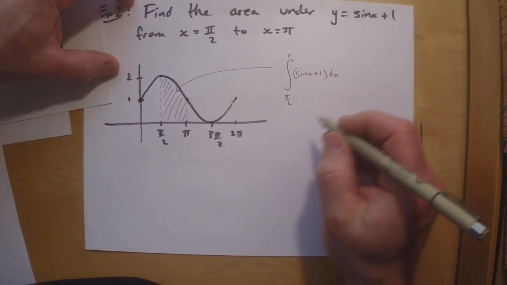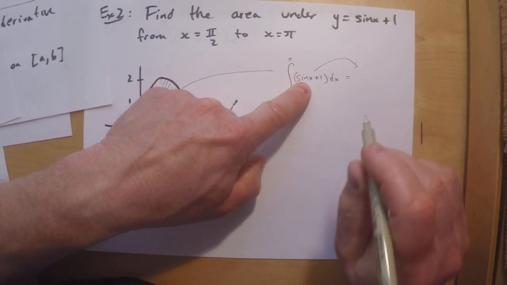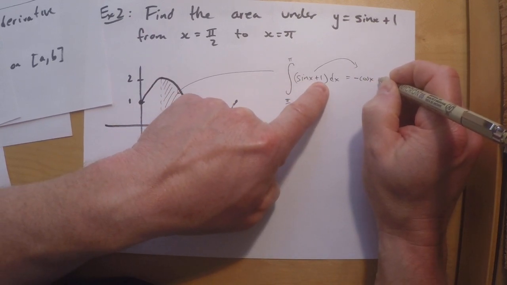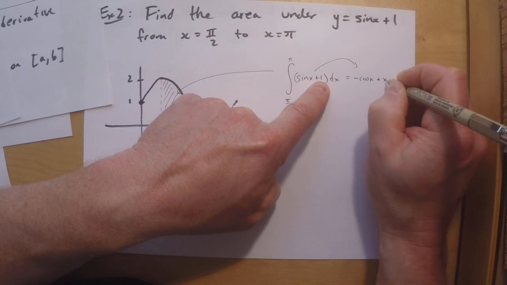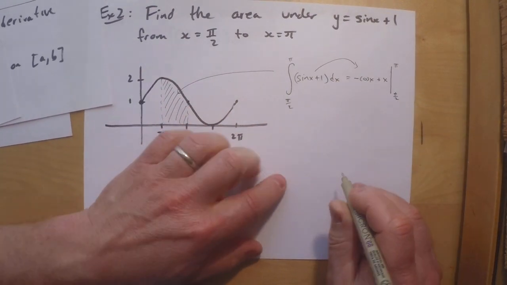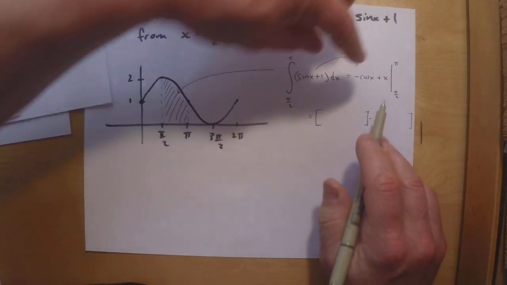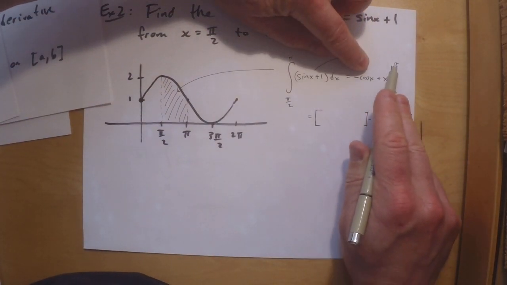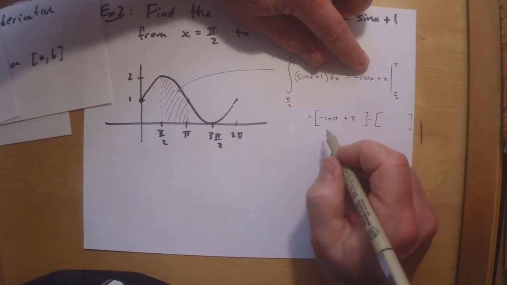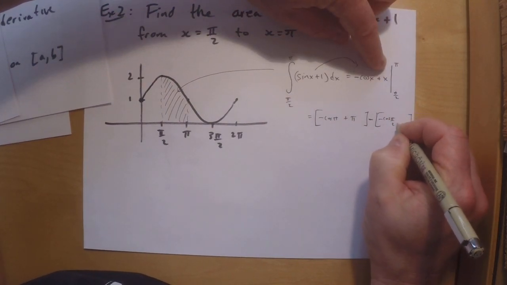And now how do you go about doing that? Well, you take the antiderivative of this function. So the antiderivative of sine, we did it a few times, is negative cosine. The antiderivative of 1 is x. You draw a bar for the upper limit and lower limit. And then you are literally going to evaluate this antiderivative at the upper limit. So there's the upper limit evaluation at pi, minus the lower limit evaluation.